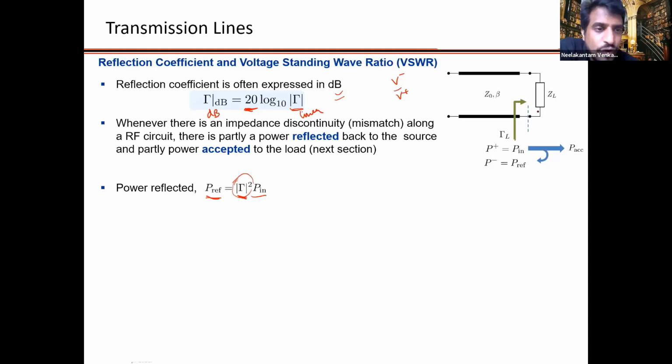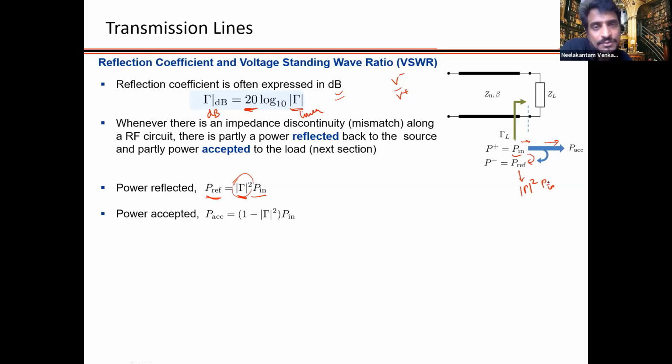So you can imagine this to happen in this situation. You have a Pin that is coming in. There is something that is accepted by the load, but a part of it is reflected back. How much is reflected back? That depends on gamma square. So what is reflected back is, in fact, gamma square times Pin.